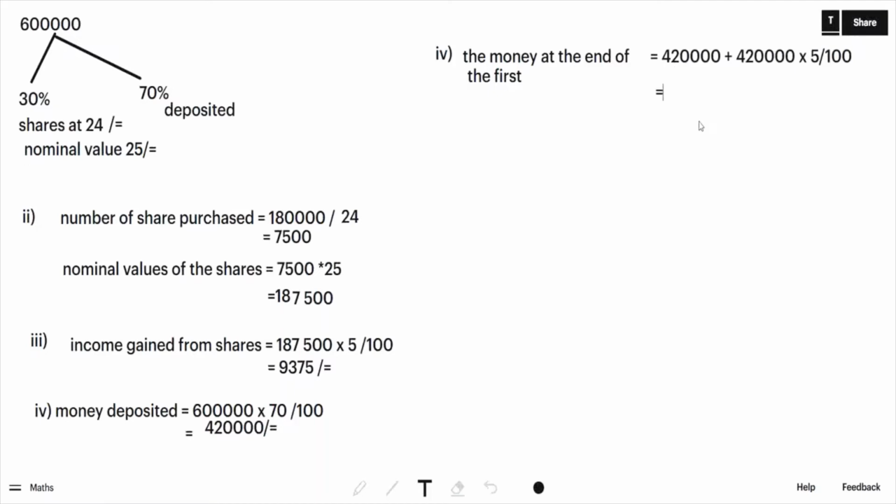Now, when we find this out, at the end of the first year this would give us 21,000. So at the end of the first year he will be having 441,000.